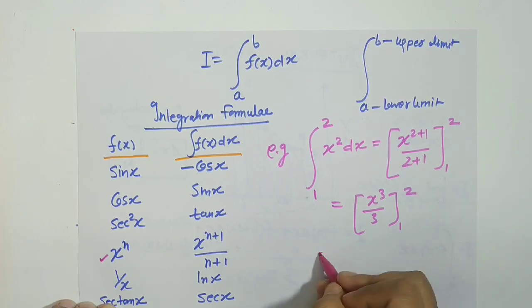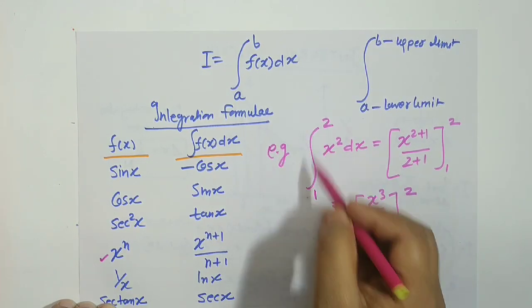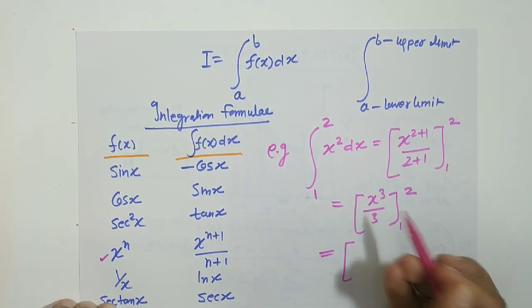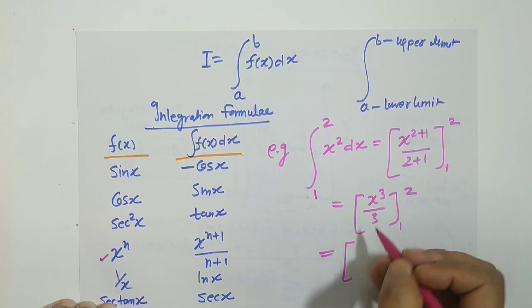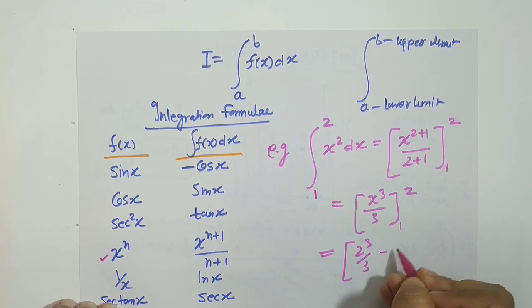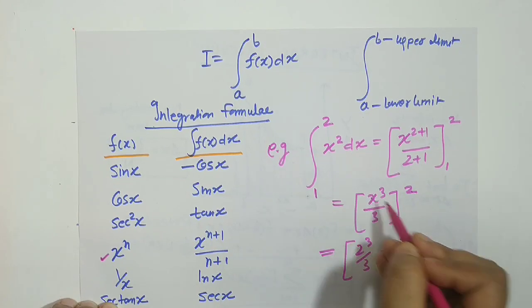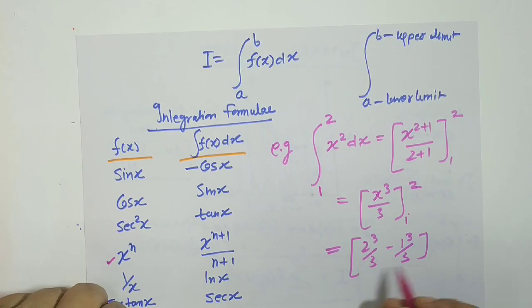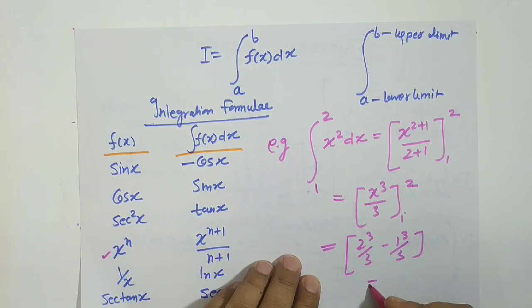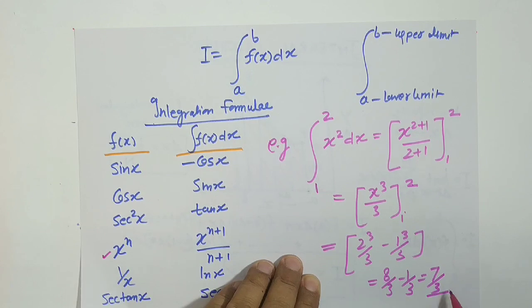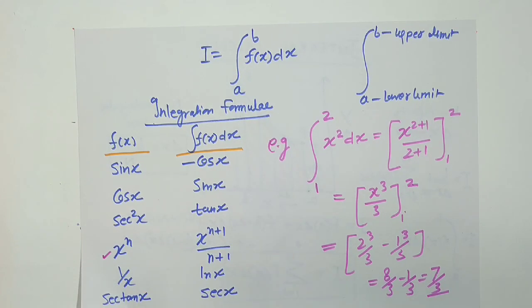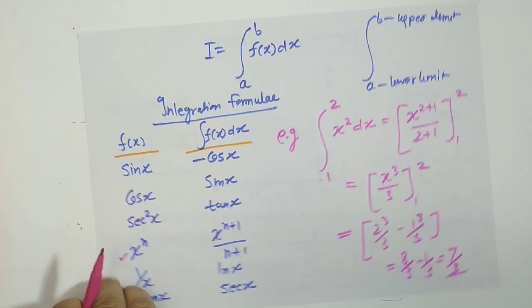And you know what happens? Upper limit minus lower limit. You always subtract. You need an area, you need the function complete. So 2 cube by 3 minus 1 cube by 3. Are you getting it? You put 2 first and then 1. Then it will be 8 by 3 minus 1 by 3. So this is 7 by 3. I think you got how to integrate. So this is how we are going to apply integration.